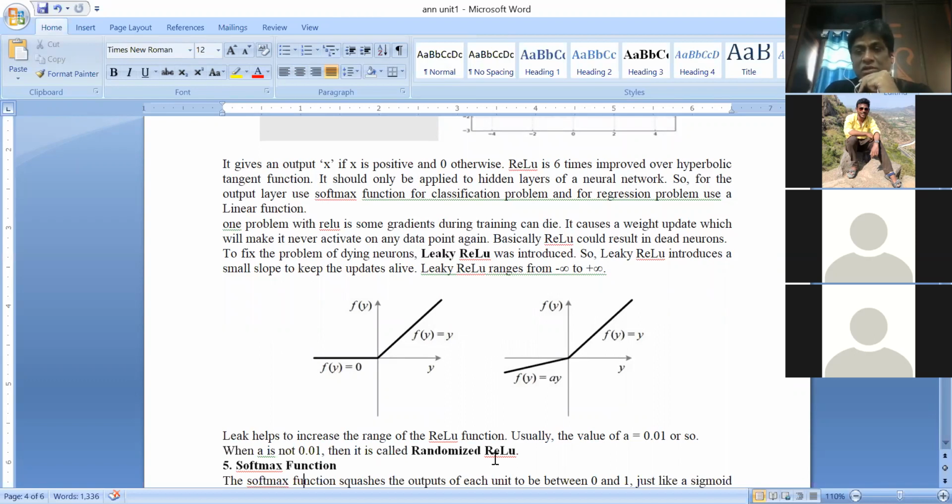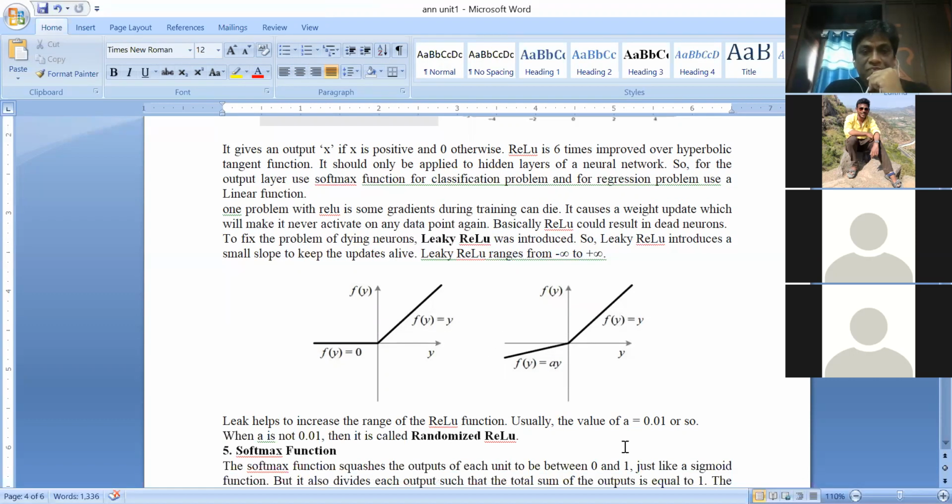the ReLU activation function is also called a randomized ReLU function. So ReLU, leaky ReLU, randomized ReLU. So there are three variations. ReLU ranges from 0 to infinity. Leaky ReLU ranges from minus infinity to plus infinity. And the randomized ReLU also ranges from minus infinity to plus infinity, but we select another value for a rather than 0.01.